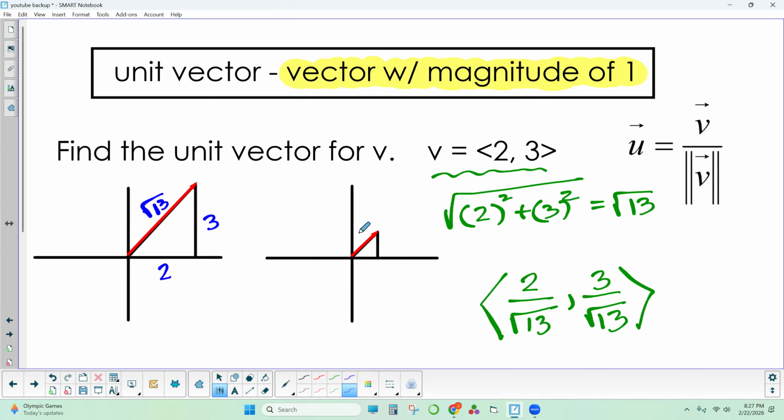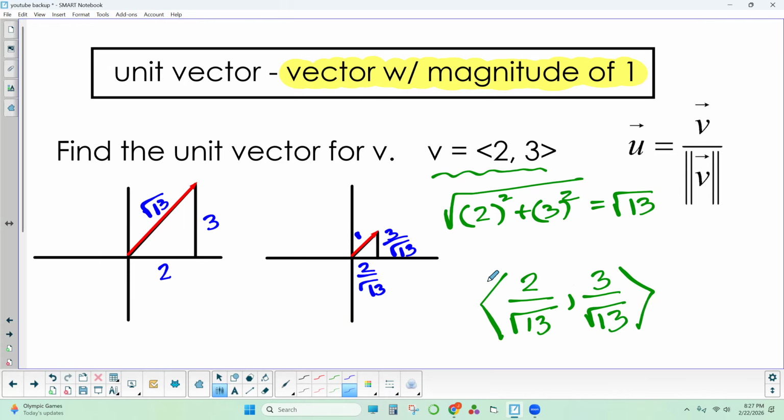Now, we changed to a magnitude of 1, which means now the change in x is 2 over root 13, and the change in y is 3 over root 13. So this is just depicting what we did over here with the math. This is our unit vector.